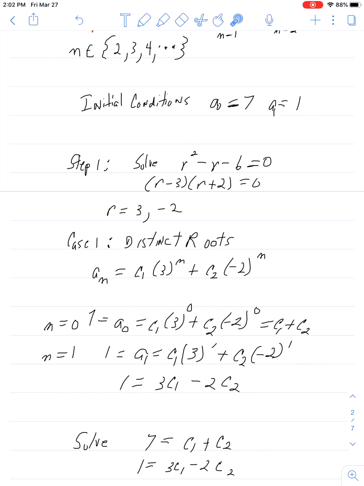If I also plug in n equals 1, then I know a1 is 1. But a1 is also what? c1 times 3 to the 1, plugging in 1 for n again, plus c2 times minus 2 to the 1. So that gives me the equation 1 is equal to 3c1 minus 2c2.